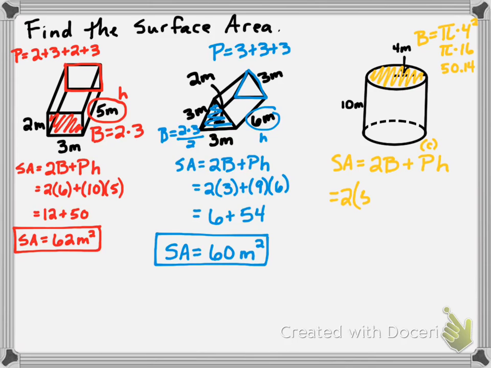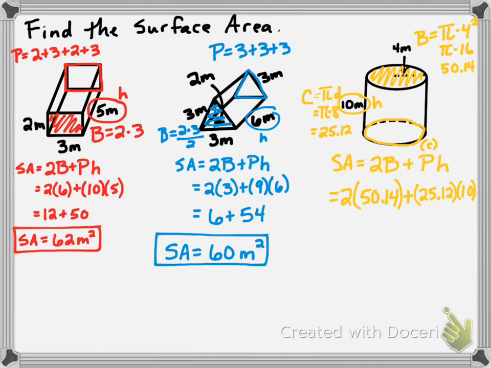So I can plug that in, 2 times 50.14, and then I need to find the perimeter, or the circumference. So that's pi times diameter. Well, if the radius is 4, the diameter is 8. So that gives me 25.12. And then the height of the cylinder is 10. So times 10.